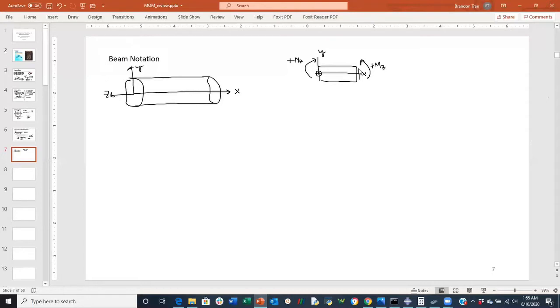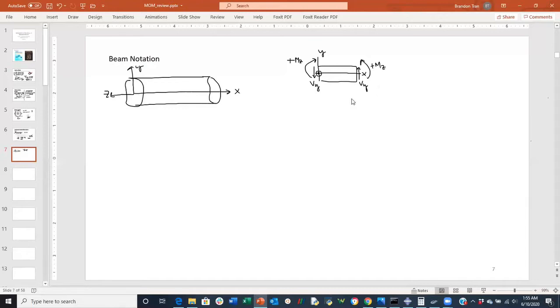So for something like shear forces, if your applied shear force goes in the positive y or z direction, then it's a positive shear force. And obviously there's going to be a reaction right here. So that's our beam notation for positive shear forces and moments.